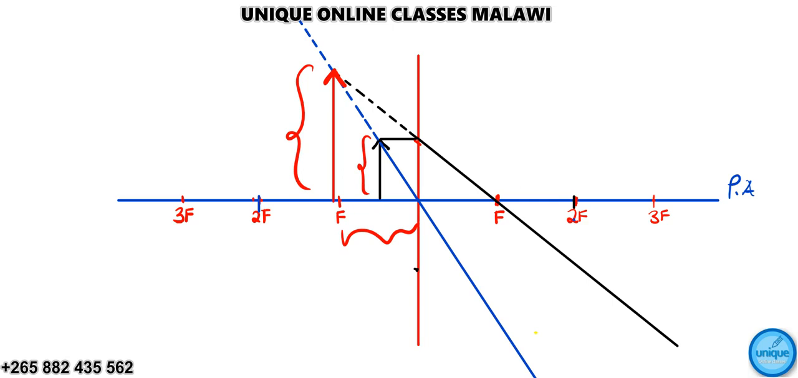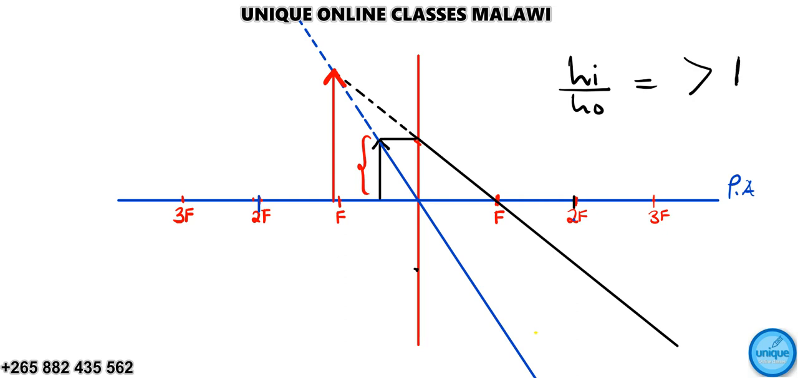You see, no need to calculate magnification. You can just measure or calculate magnification. You should also calculate magnification. So you can see this one, magnification is definitely greater than 1. The size of image, which is HI, divided by HO, its magnification is greater than 1. That's what I'm trying to say.